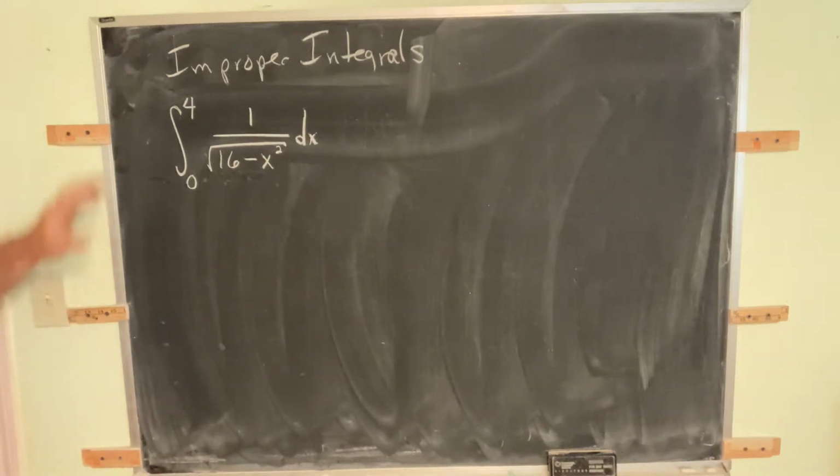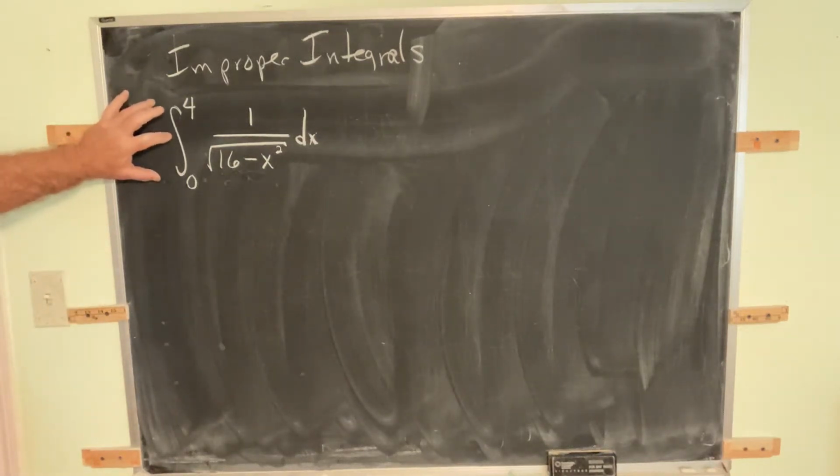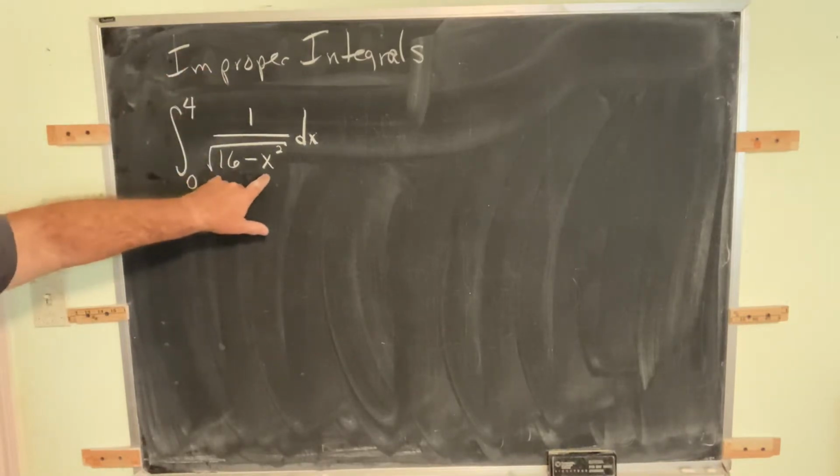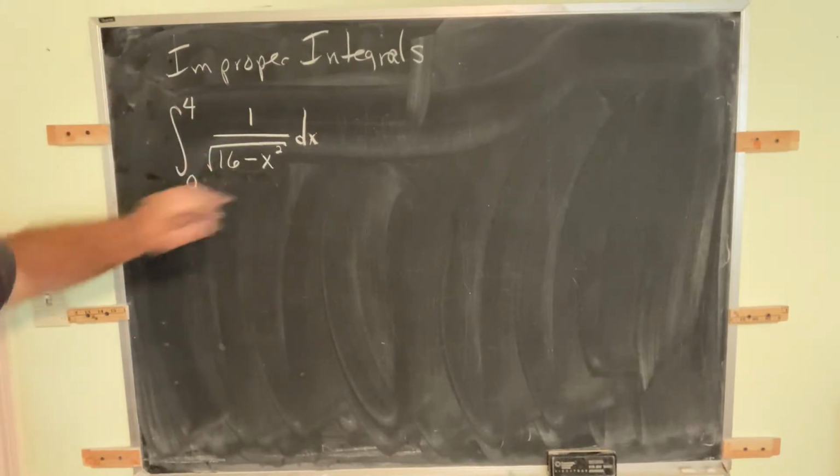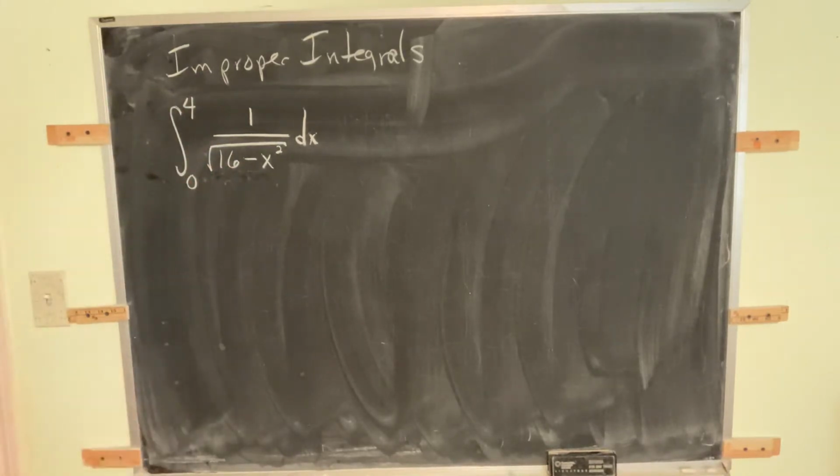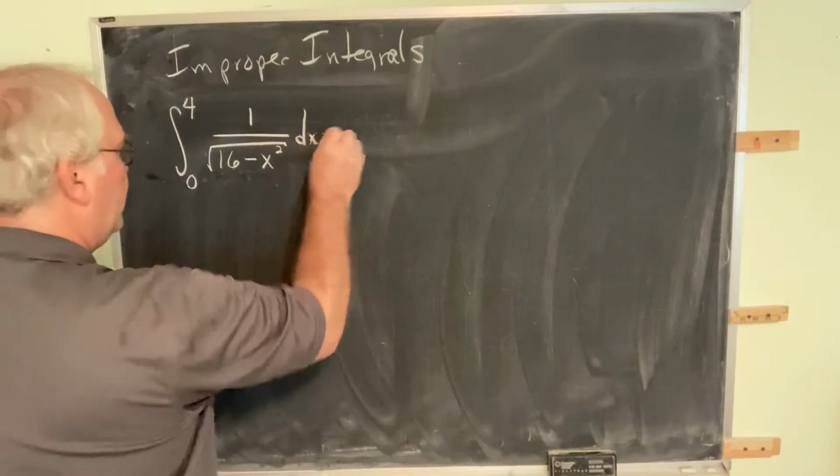Our next example in the improper integral is the integral from 0 to 4 of 1 over 16 minus x squared. At 0, the function is defined, but at 4, the denominator is 0. There is a vertical asymptote at 4. That's the upper limit of integration, so we can rewrite this.